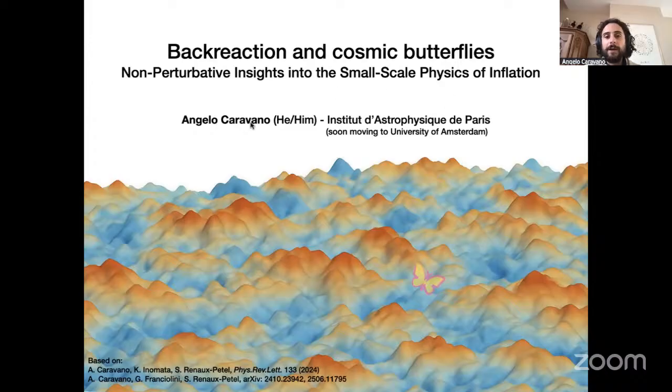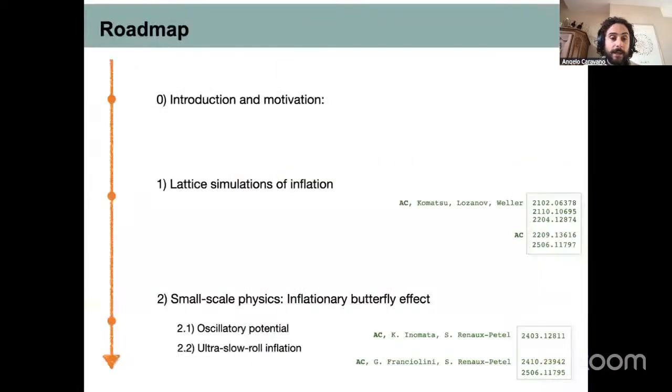Today, I'm going to talk about my work on back reaction and non-perturbative nature of inflation. This work is based on the papers that you can see here at the bottom of my slide. So let me start by giving a roadmap of my talk. At first, I'm going to give you a little bit of an introduction and a motivation, gradually moving to the topic. Then I'm going to introduce the technique, which is the lattice simulation of inflation, which is going to be our non-perturbative technique. And then I will discuss some examples where we apply these techniques at the end of the talk.